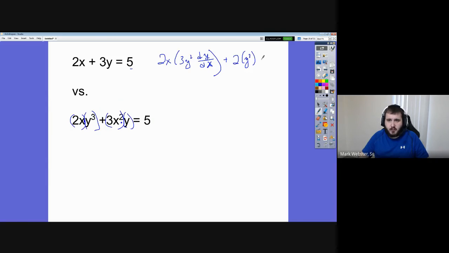And now we're going to do the other one. Left d right plus right d left. 3x squared times the derivative of y, which is 1 dy/dx.